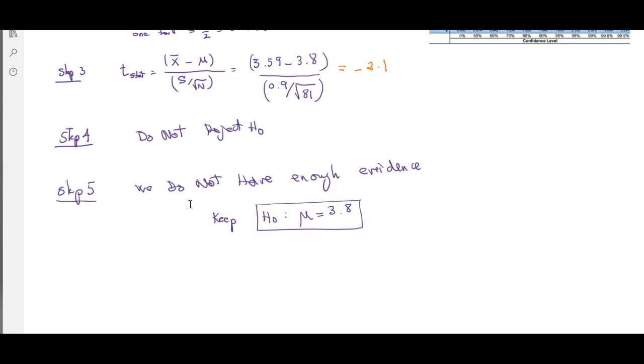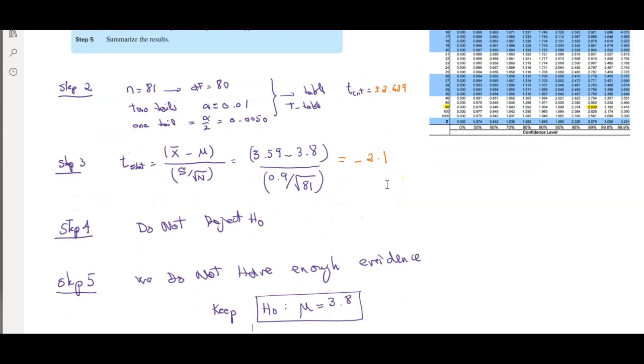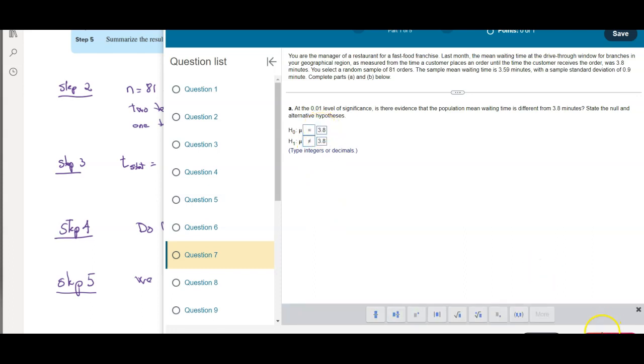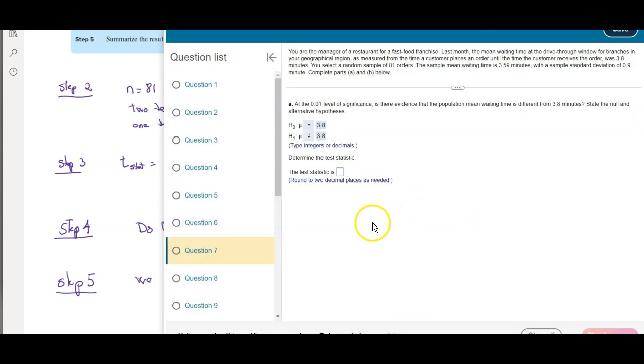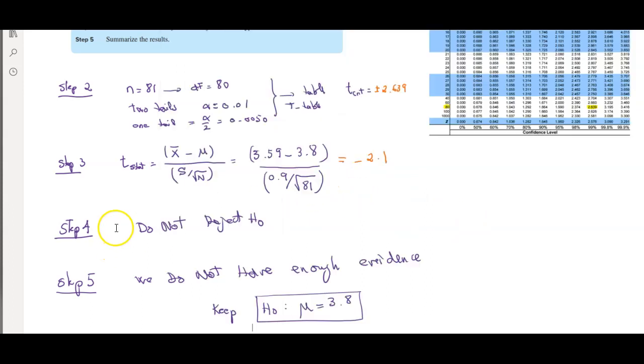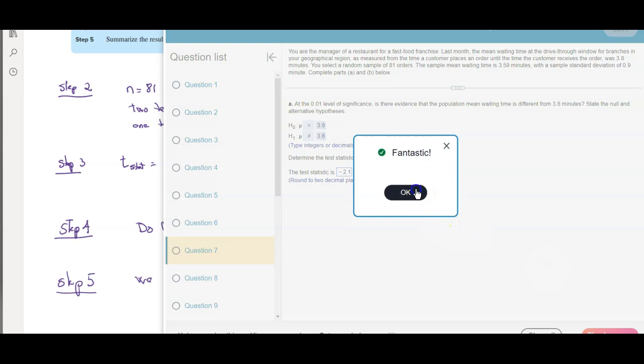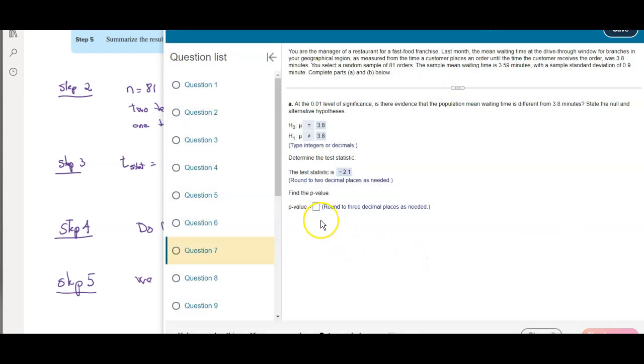All right, now let's try to put all the information we found into the question. So here H0 is equal, this one is different, 3.8 here. Okay, let's check it. Next, we want the test statistic. So the test statistic is minus 2.1, negative 2.1. Check it. Okay, the p-value.